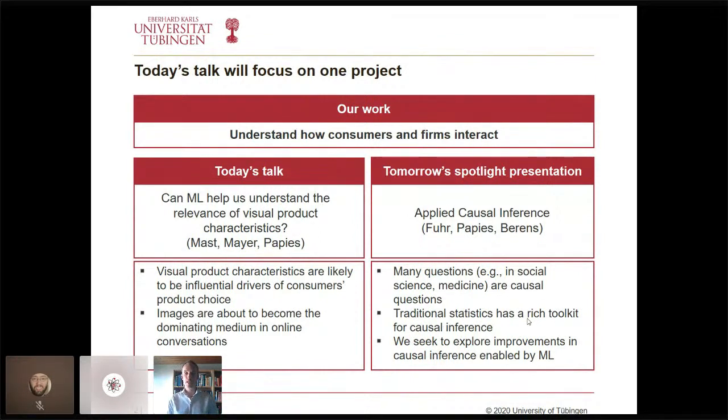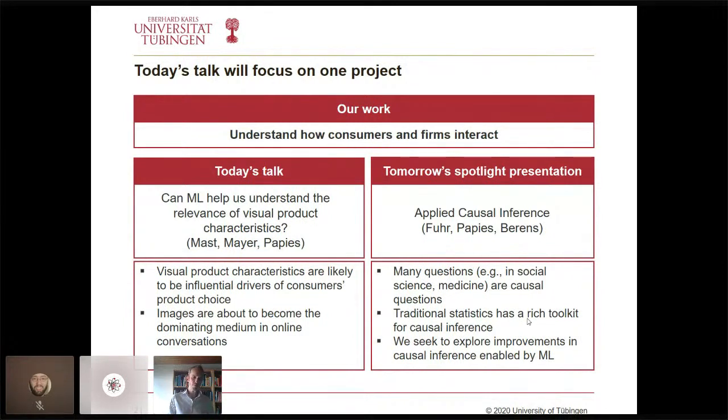Some important improvements have been achieved here in Tübingen, and in the project that will be presented tomorrow, we try to assess the relevance and the feasibility of these methods for applied questions within social sciences and medicine, among other fields. So that's one key part that I'm concerned with: causal identification.